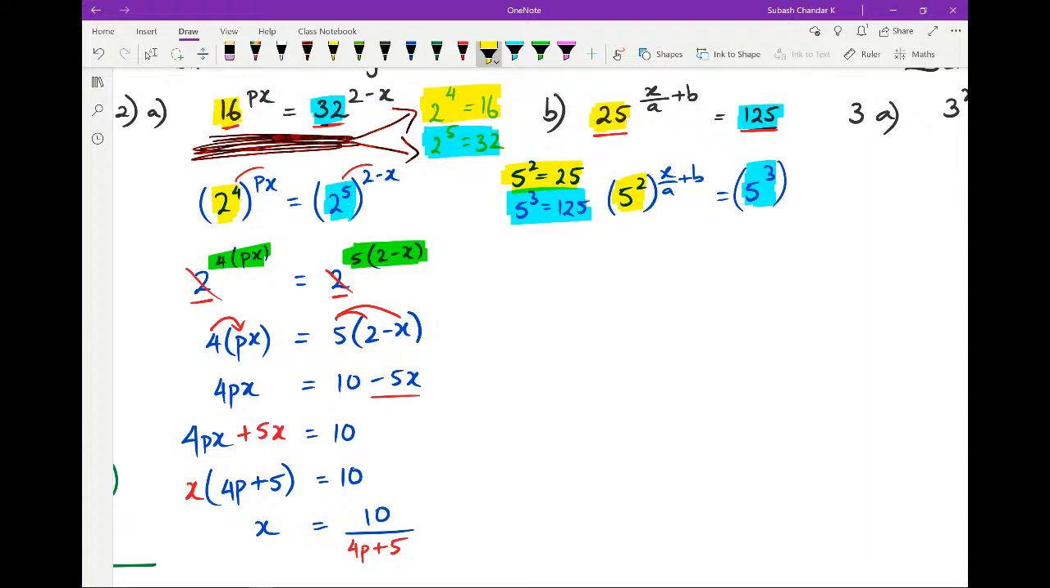Alright guys, so I am betting how many of you did this right now. So you probably did this: 5 to the power of 2 multiplied by x over a plus b equals 5 to the power of 3.